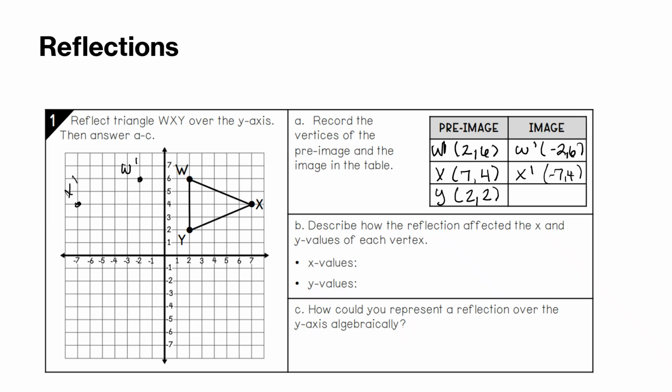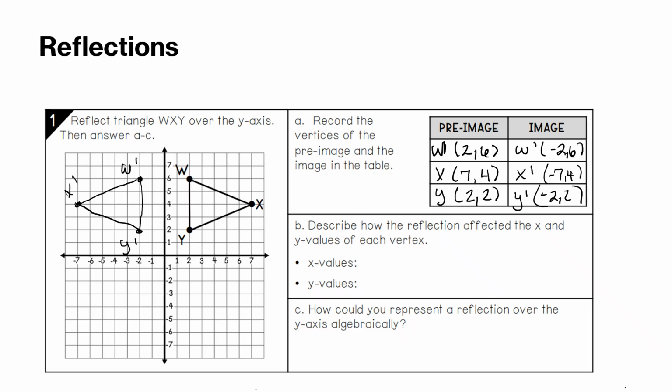And our Y is at 2, 2. So instead of going right 2, we're going to go left 2. So that is Y prime. And my new coordinates for Y prime are -2, 2. So you're going to connect those. Same shape, just flipped over that y-axis.